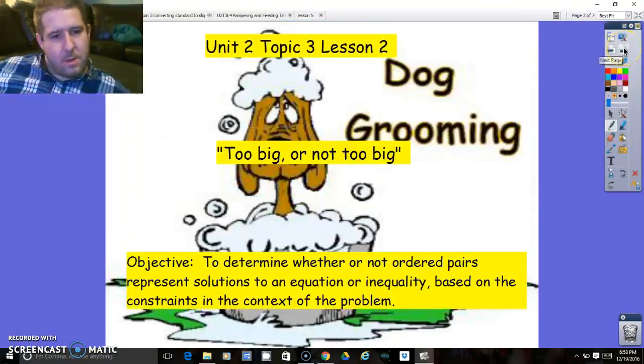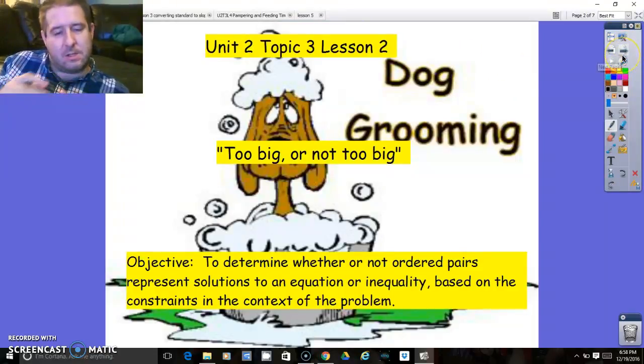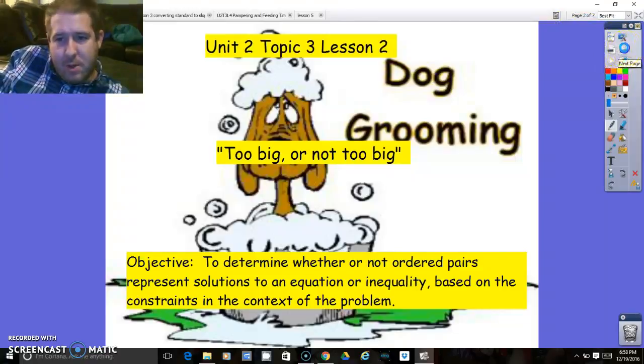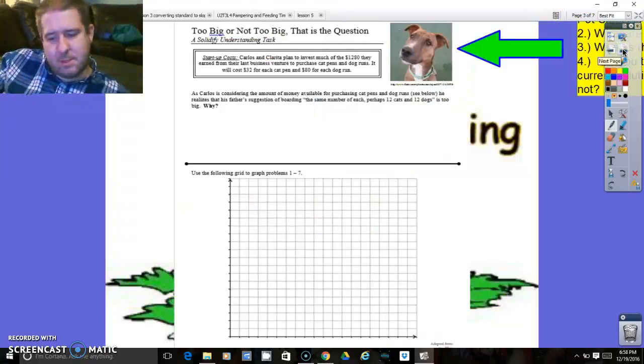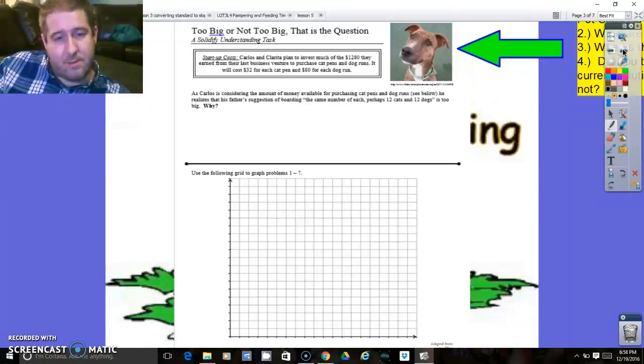All right, so this lesson is called Too Big or Not Too Big. Basically this gets us to understand a little bit more about the boundary of an equation and being able to turn standard form into slope-intercept form. So we're not actually going to convert it using literal equations. We're going to convert it by figuring out, here's a graph, now let's find the slope-intercept form of that graph.